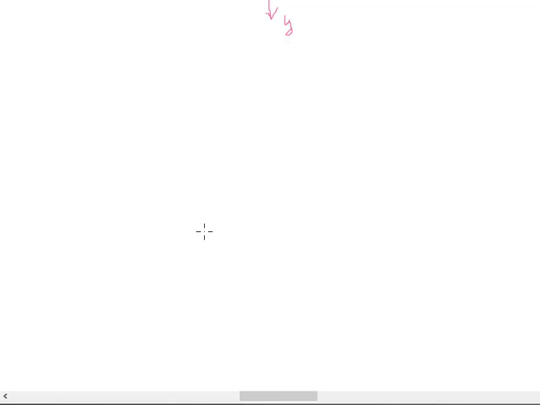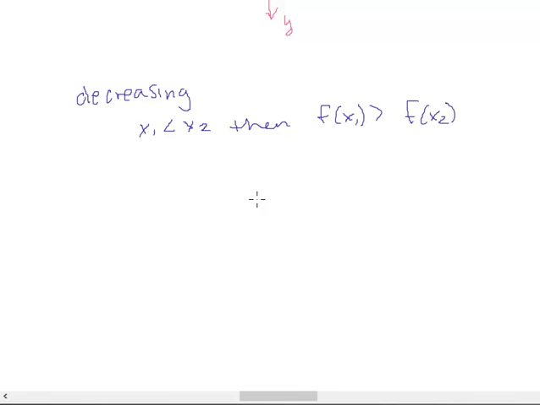Okay, so jumping down to decreasing. A function is decreasing on an open interval if for any x1 and x2 in the open interval with x1, again, less than x2, then f of x1 is greater than f of x2. And again, as strange as that looks, it makes sense when you draw a picture.